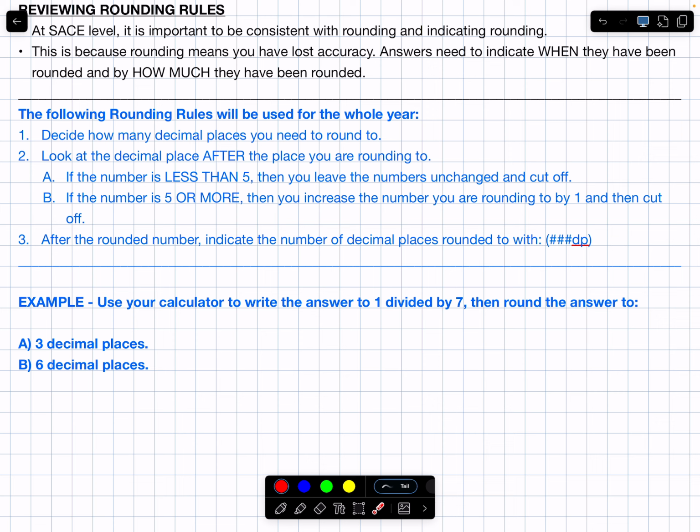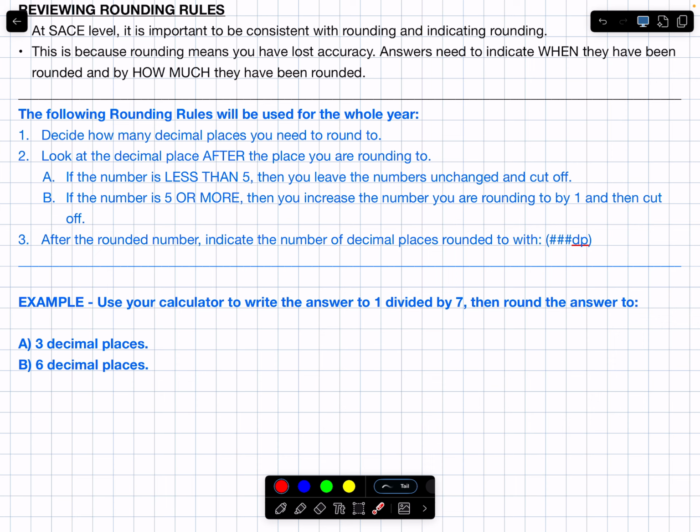Look at the decimal place after the place that you're rounding to, and then you need to make a decision. If the number is less than 5, you leave the numbers unchanged and you cut off. If the number is 5 or more, then you increase the number you're rounding to by 1, and then you cut off. This might be new for you. After the rounded number, you need to indicate the number of decimal places you rounded to with something in brackets that says DP. Those hashtags mean a number. So if I'm rounding to 2 decimal points, I'm going to write 2 DP.